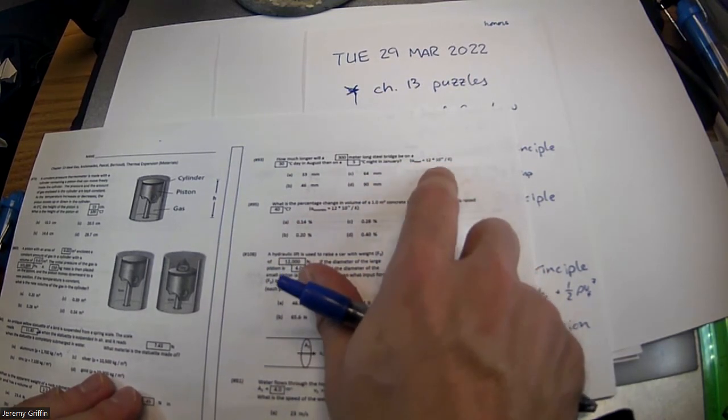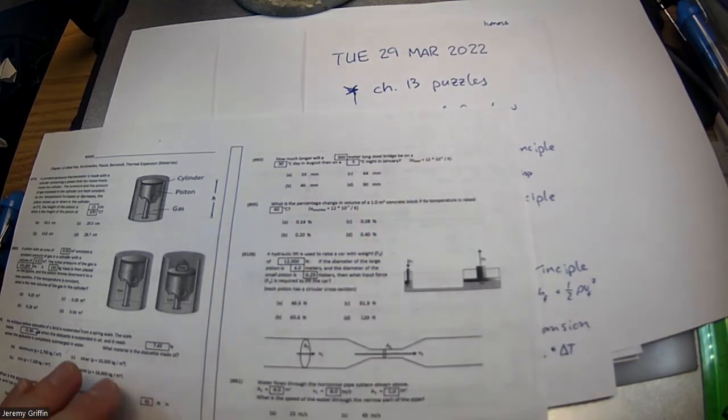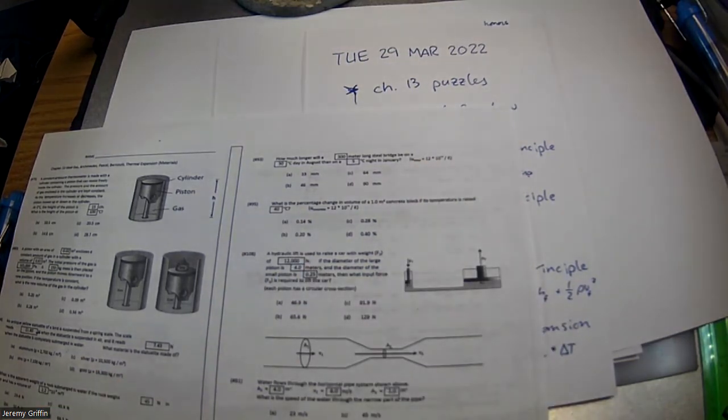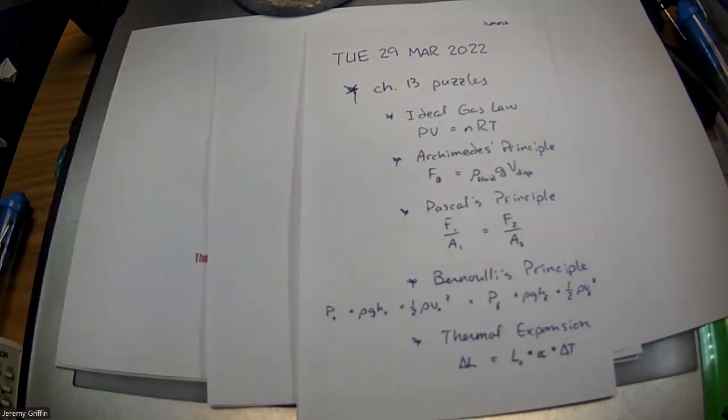There's the coefficient of thermal expansion for steel. One of these posters hanging from the ceiling, this one right here, talks about thermal expansion. A 300-meter long bridge is pretty comparable to the causeways we have connecting our islands around here.